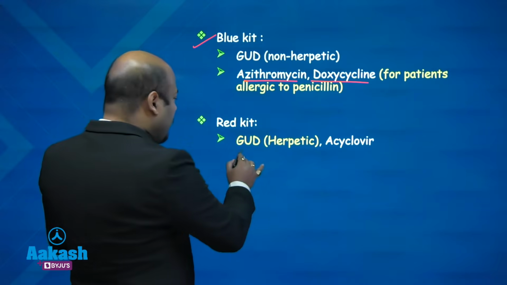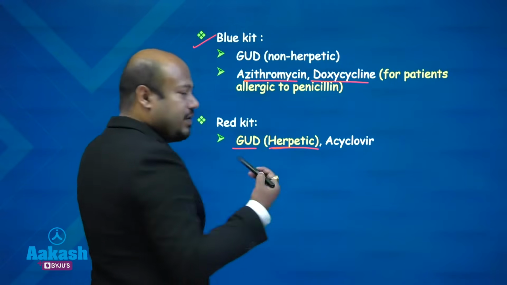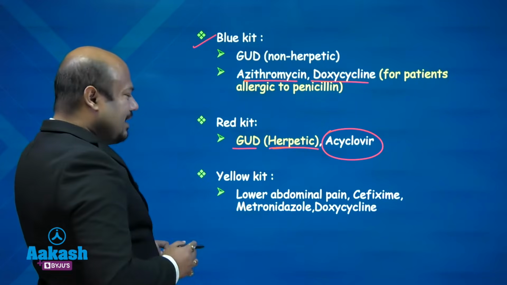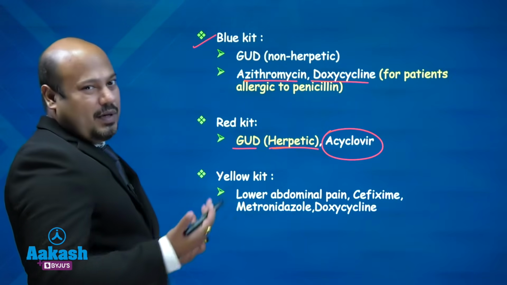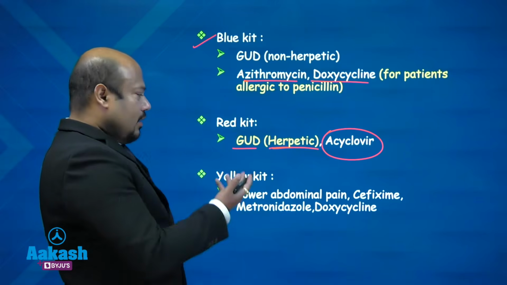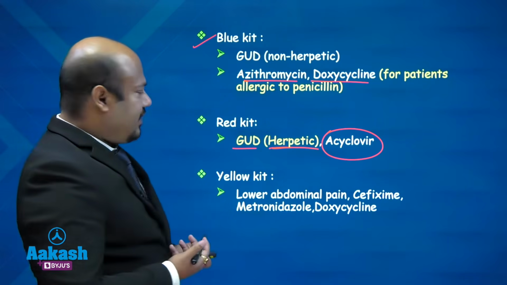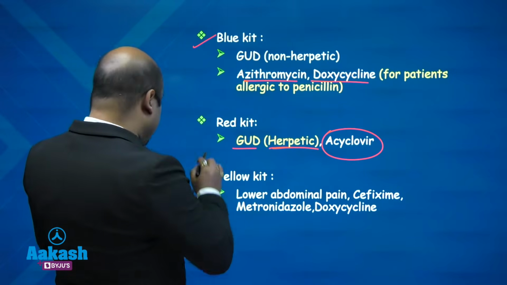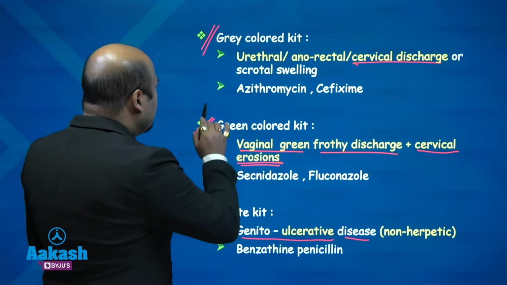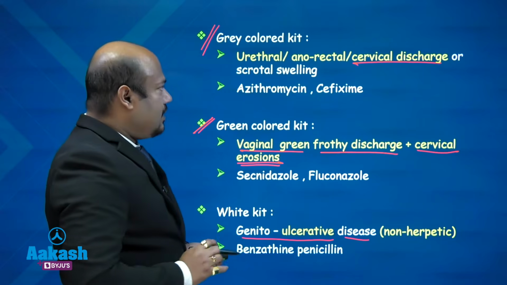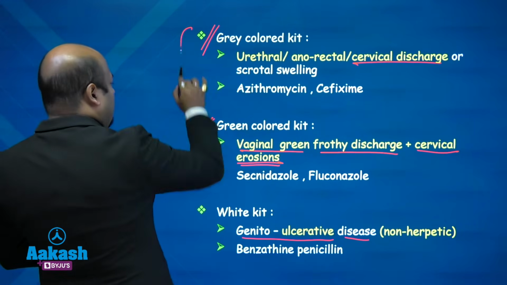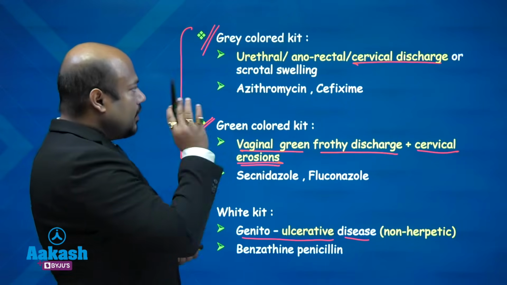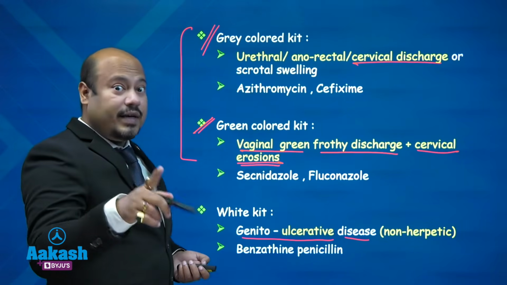Red kit, genito-ulcerative disease, herpetic. Obviously, you have to go for acyclovir. And yellow kit is basically a diffuse symptom, lower abdominal pain, then you have to go for broad spectrum antibiotics, cefixime. So for the exam, you should definitely know red kit, blue kit, white kit, green and grey. This time, basically you have to select between grey and green. Grey, cervical discharge; green, cervical erosion.